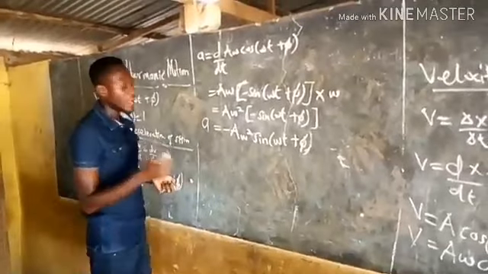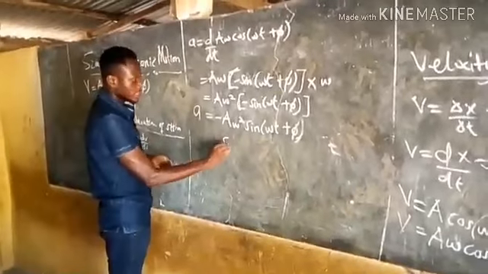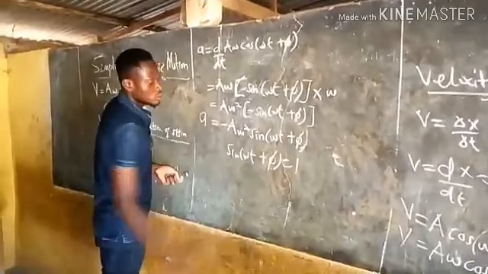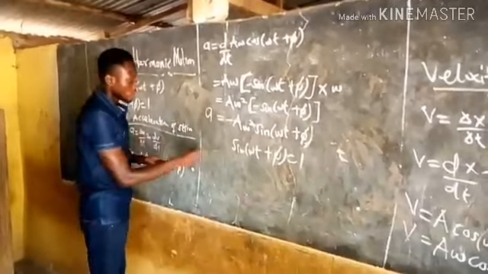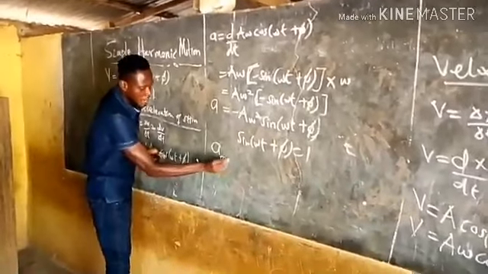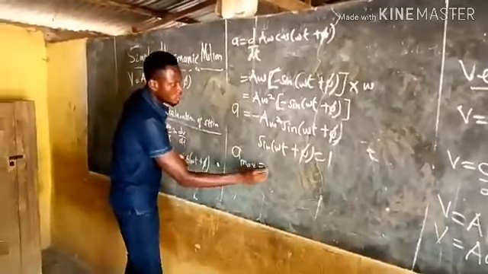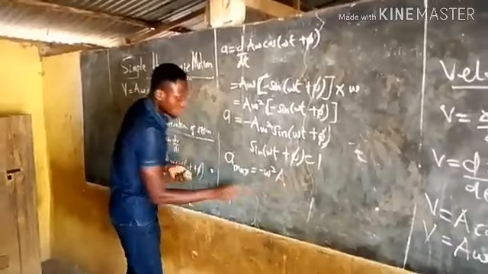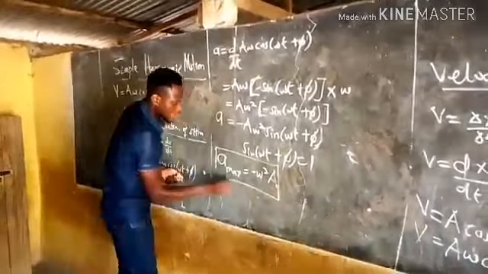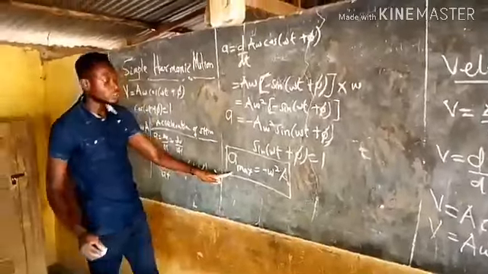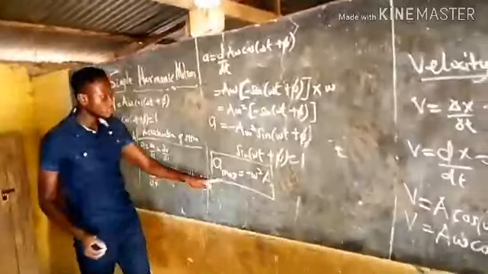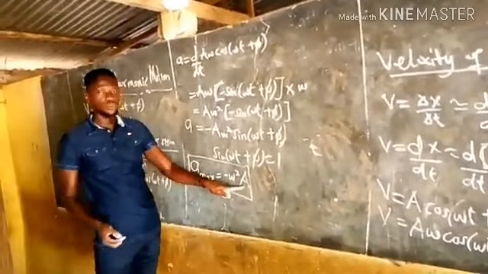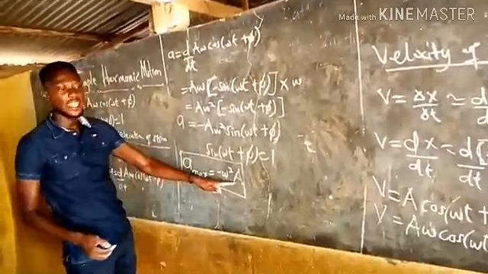For maximum acceleration, sin(omega t + 5) should be equal to 1. So we are going to have a maximum to be equal to negative omega squared A. So this is the formula to get maximum acceleration of a body undergoing simple harmonic motion. Negative omega squared A. The omega is angular velocity. A is what? The maximum displacement, the amplitude.